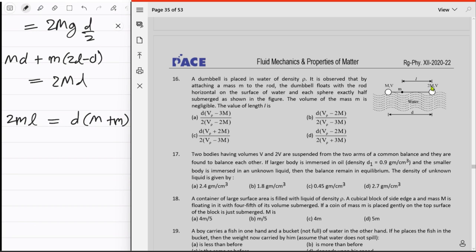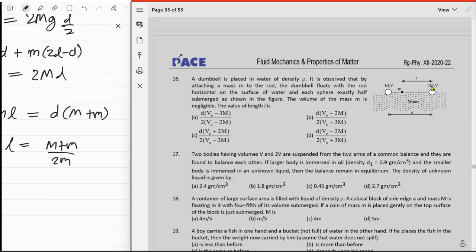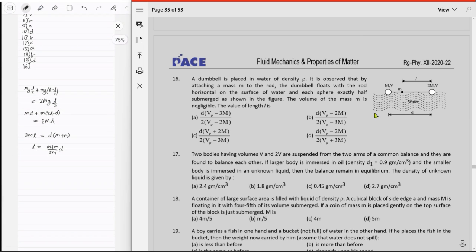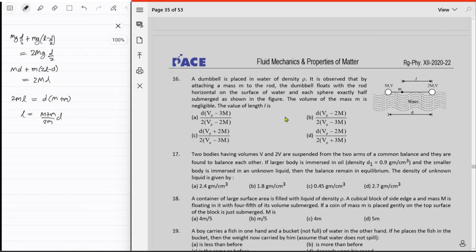Yeah, that makes sense. L is equal to capital M plus small m upon 2 small m times d. So that's the answer. You can also write it as d upon 2.